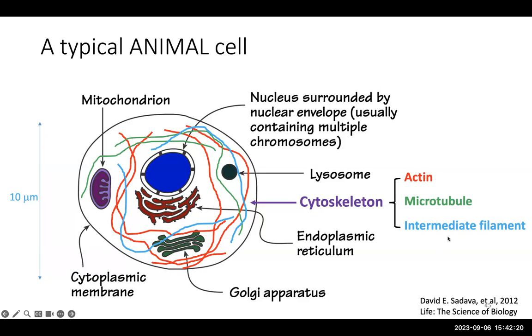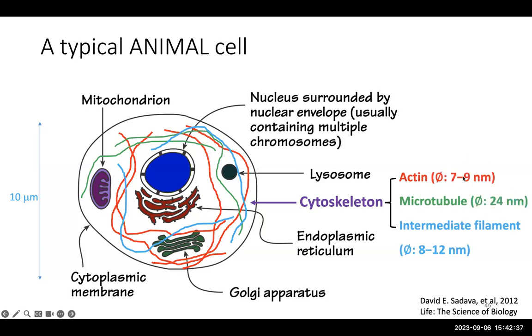The third one is called intermediate filament. Although it's not very often mentioned by people, it plays a very critical role in the cell mechanics. These 3 different types of cytoskeleton actually can be distinguished by their diameter, the cross-section diameter. Actin is the smallest. Actin has the smallest diameter. It's about 7 to 9 nanometers.